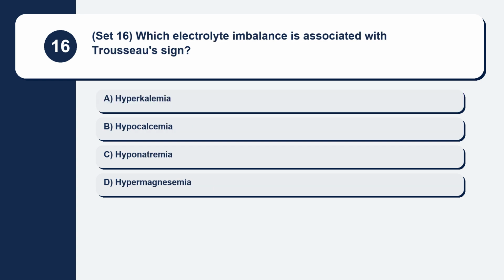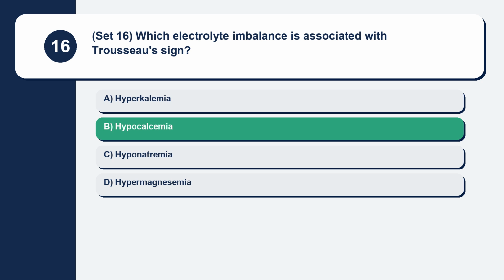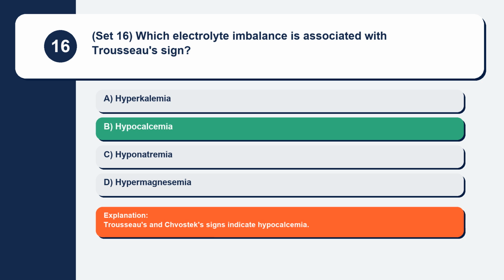Question 16. Set 16. Which electrolyte imbalance is associated with Trousseau sign? Hyperkalemia, hypocalcemia, hyponatremia, hypermagnesemia. Trousseau's and Chvostek's signs indicate hypocalcemia.